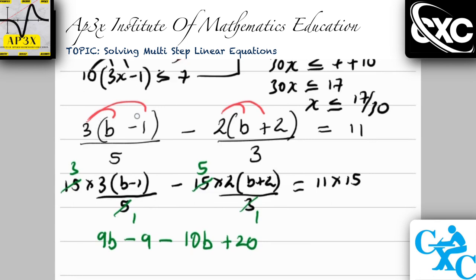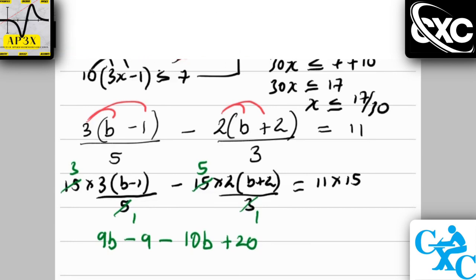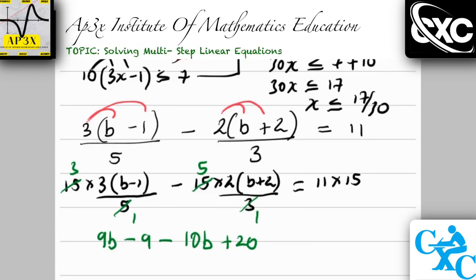So 3 times b, 3b. Then 3 times 1 is minus 3. 2 times b is 2b. 2 times 2 is 4. And then I would go ahead and multiply the whole equation by the LCM, which is 5 and 3. But, I mean, at the end of the day, this video is for advanced students. So once you're at this level and you're struggling with solving fractional equations, then this video is definitely for you.